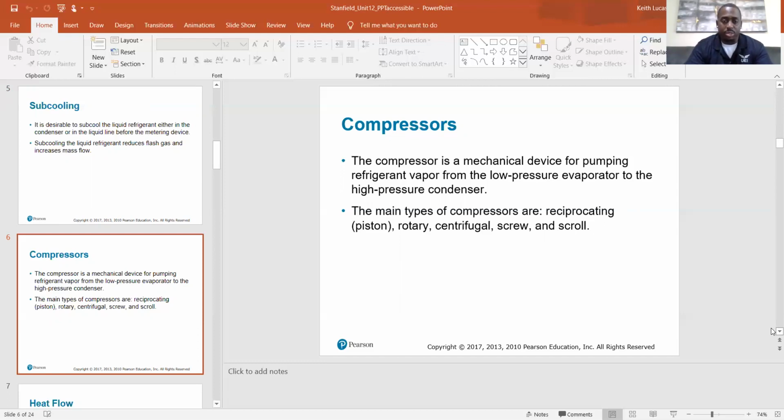It's the heart of the system, and it's one of the two dividing points of the system between the high side of the system and the low side of the system. Just like what it said here, it pumps refrigerant vapor from the low pressure evaporator to the high pressure condenser. So you got low pressure vapor coming into it, it compresses it, shoots it out of the discharge line as a high pressure, high temperature vapor.